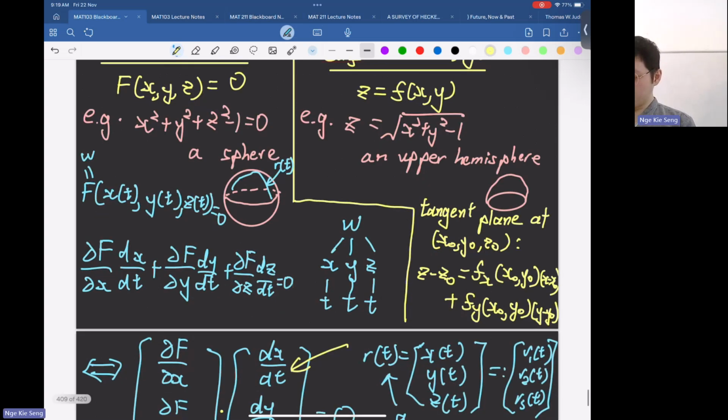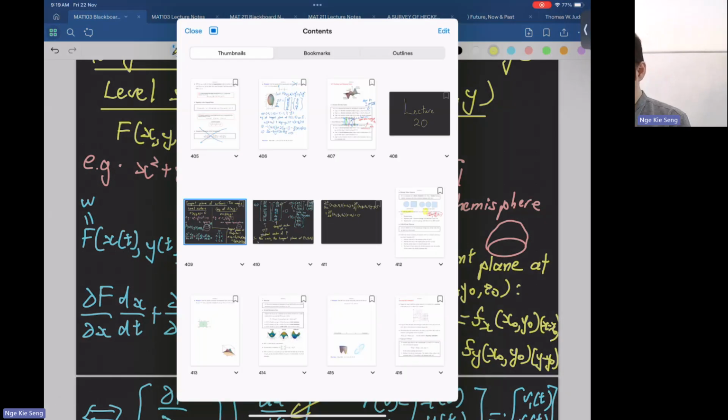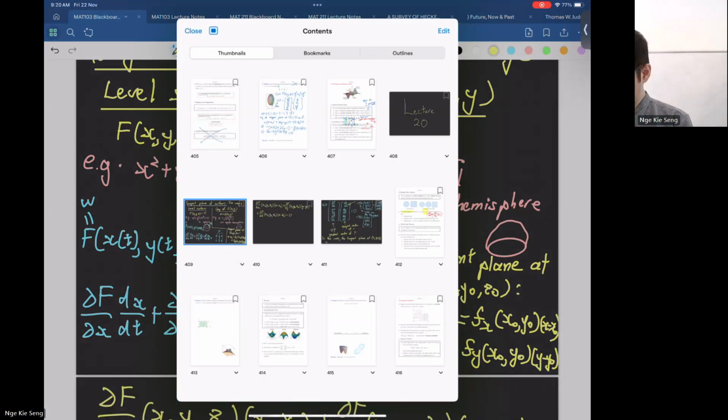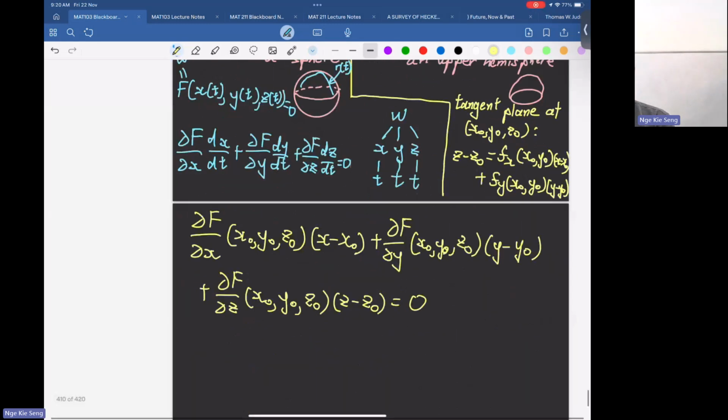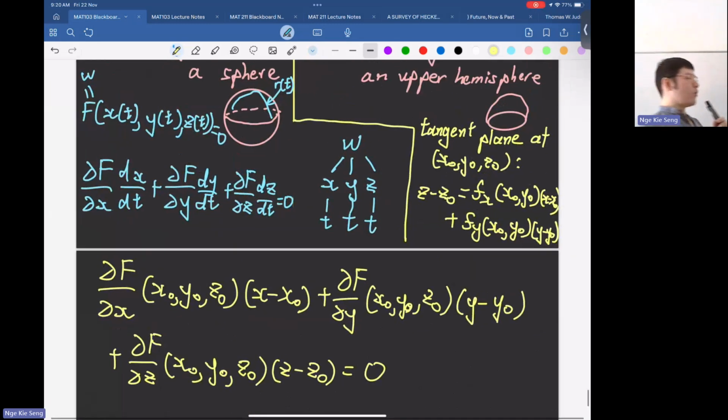Okay, so let me bring these two formulas together. What's the difference here? One is capital F, one is small f. One you need to evaluate at x naught, y naught, z naught, but the other one you just evaluate at x naught, y naught. Are they the same or not?